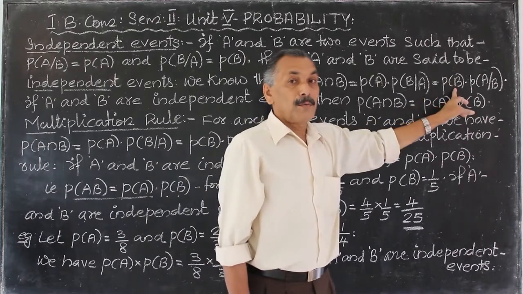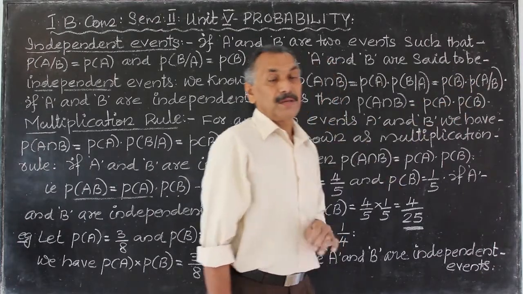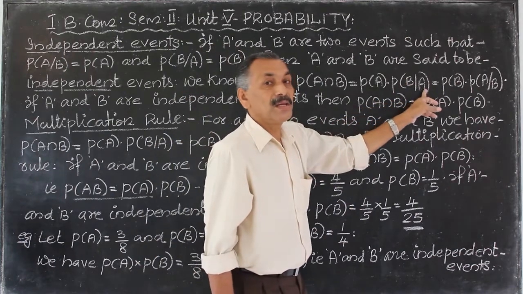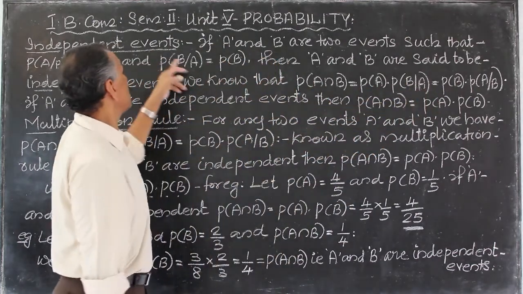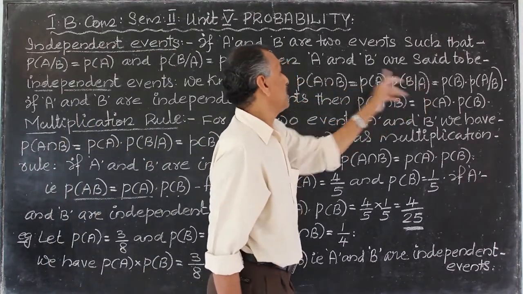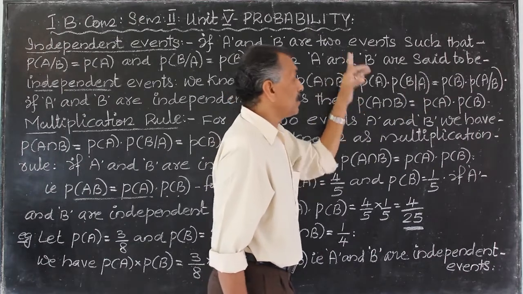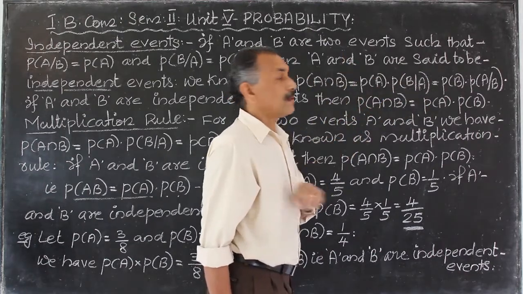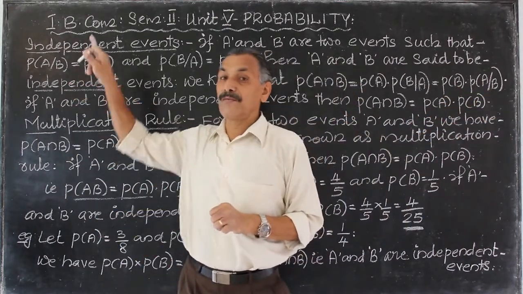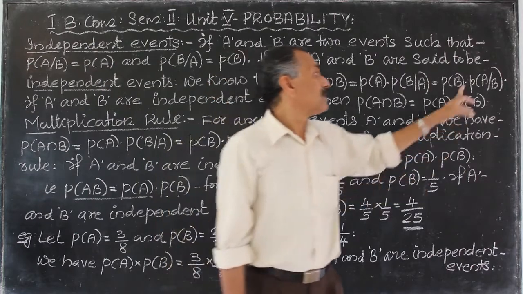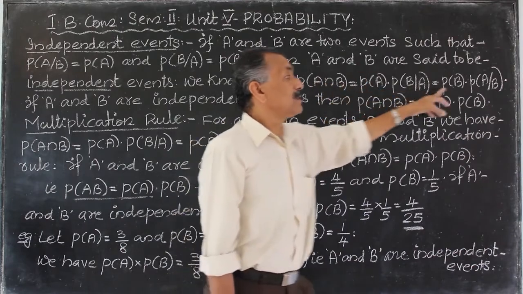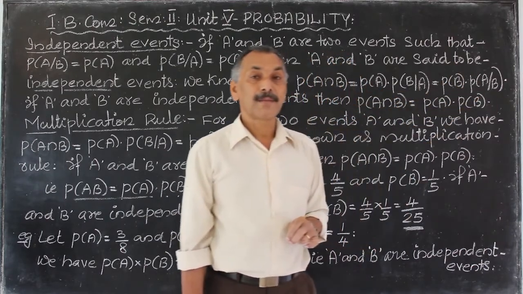Or probability of B into probability of A given B. Assume that the events are independent, then what is this value? Probability of B given A is equal to the probability of B. That is probability of A intersection B is equal to P of A into P of B. And then probability of A given B is equal to P of A if A and B are independent. Then this is equal to probability of B into probability of A. Or probability of A intersection B is equal to probability of B into probability of A.